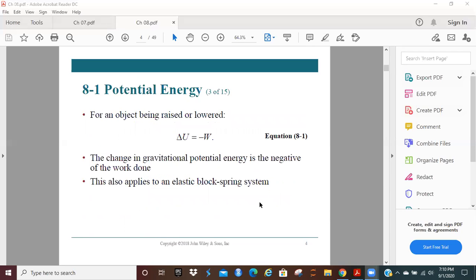So for an object that's being raised or lowered, the change in potential energy is going to be the same as the negative of the amount of work. So the change in gravitational potential energy is the negative of the work done. It also applies to an elastic block spring system.